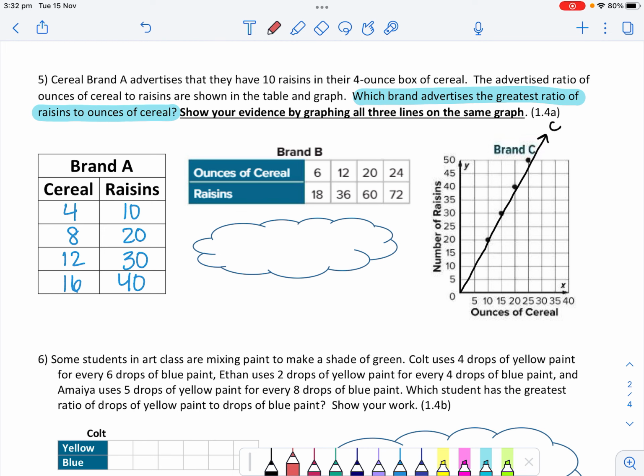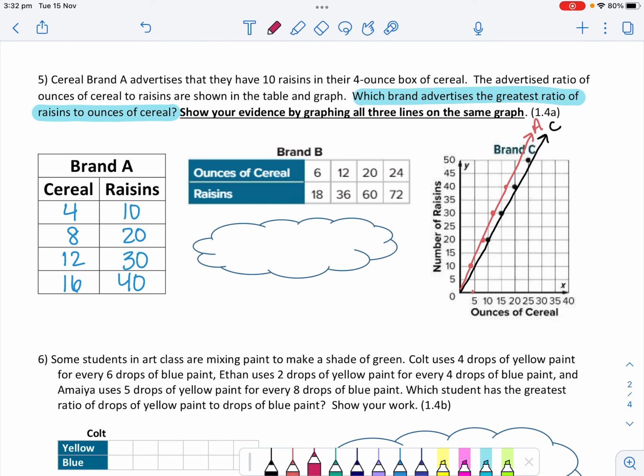Brand A is going to be 4 and 10, 8 and 20, 12 and 30, and 16 and 40. So mostly like a straight line right there. So that's going to be brand A.